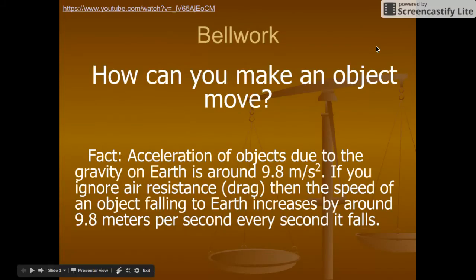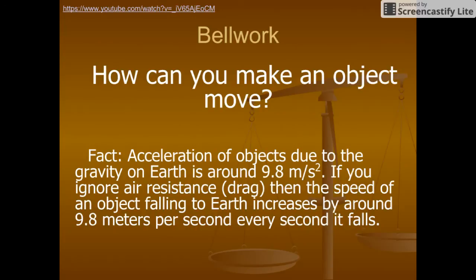Now that you've seen the simulations for how forces that are balanced and unbalanced affect the motion of the object, let's answer a few questions. So you saw the video of Yoda being moved, and we can make an object move by pushing or pulling, or in other words, applying a force to the object.